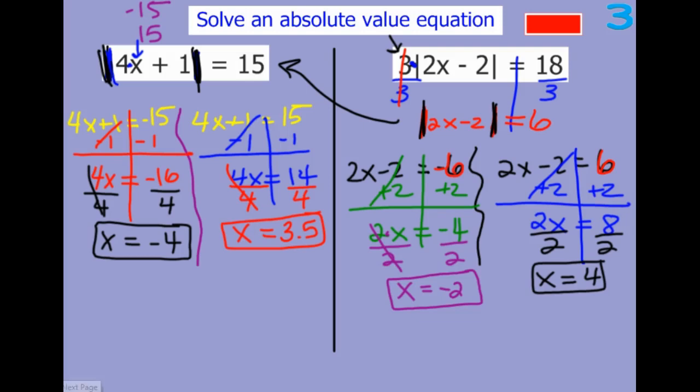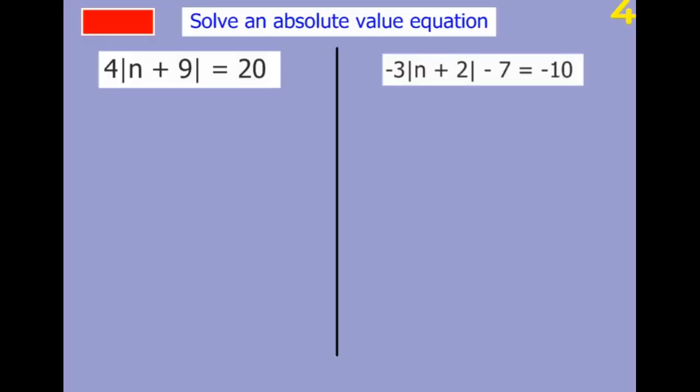Alright, we have one page left, I believe. Yep. These ones also, we need to get rid of whatever's on the outside of our absolute value. We need to clean up our bathroom before we just focus on the shower, or our absolute value. So we cannot distribute. These are not parentheses. This is multiplied by 4 because it's touching. So we need to get rid of that multiplied by 4 by dividing by 4 on both sides. So those will eliminate, and we'll have the absolute value of n plus 9 equal to, and 20 divided by 4 is 5.